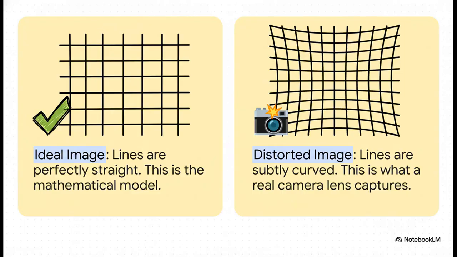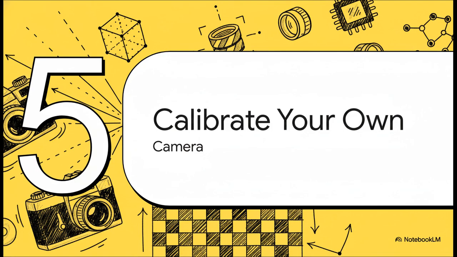This slide shows exactly what's going on. An ideal grid would have perfectly straight lines, like you see on the left. But a real camera lens introduces these subtle curves, like on the right. What's absolutely amazing is that computers can model this exact distortion and then reverse it, creating a mathematically perfect image to work from. So how does a computer learn about its own lens distortion and all its other properties?